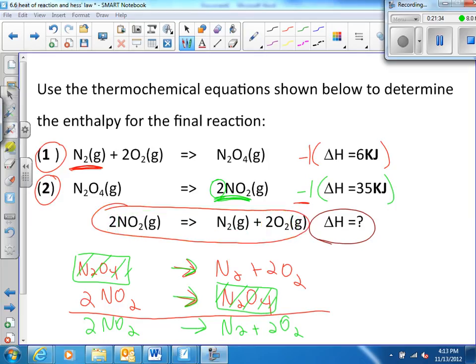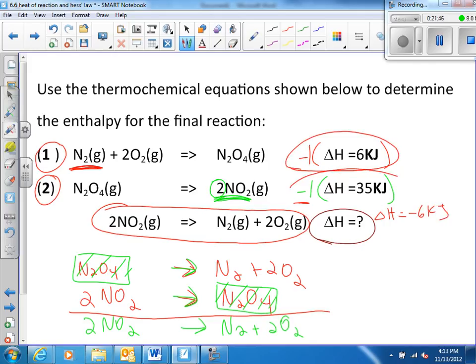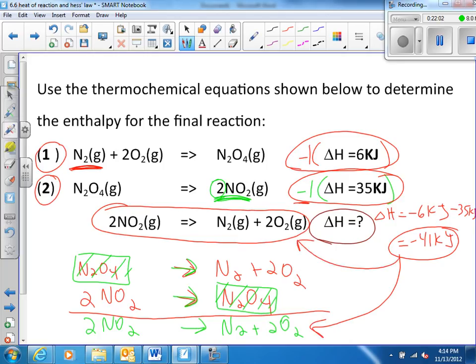So now I can calculate my delta H reaction. Whatever I did to the reactions, that's what I do to delta H. So I need -1 of these, so I have -6 kilojoules. I have -1 of this, -35 kilojoules. And I end up with -41 kilojoules. So my reaction delta H is -41 kilojoules.